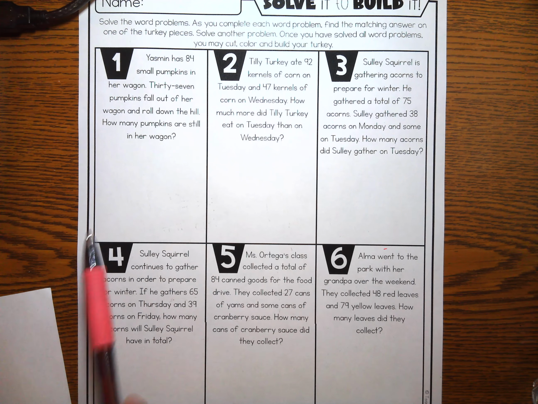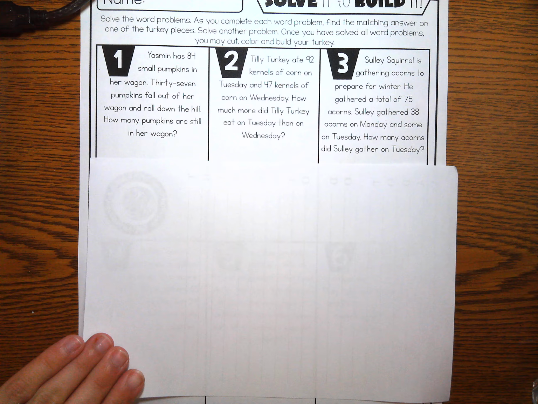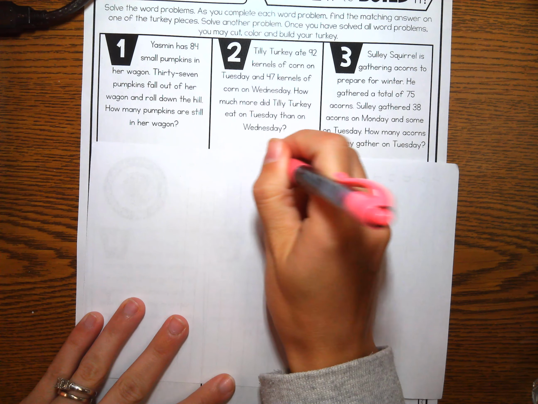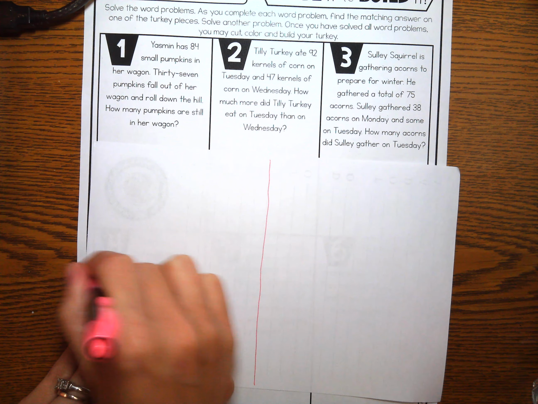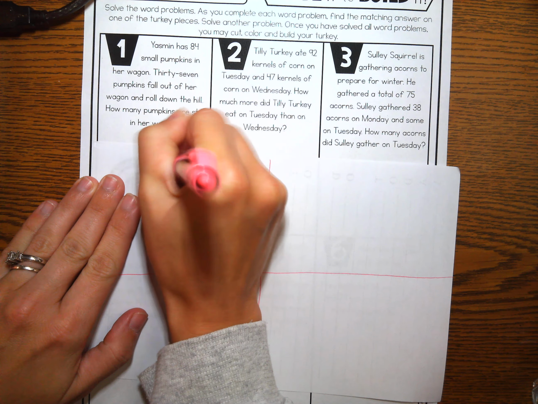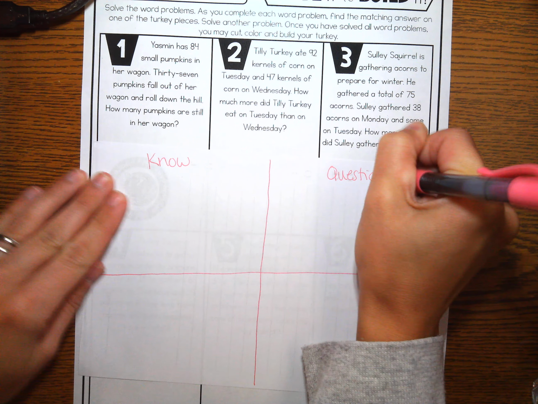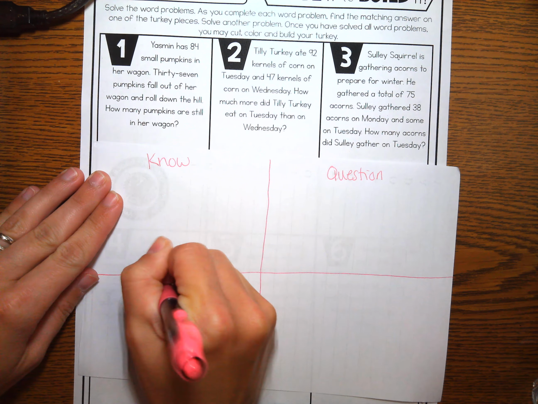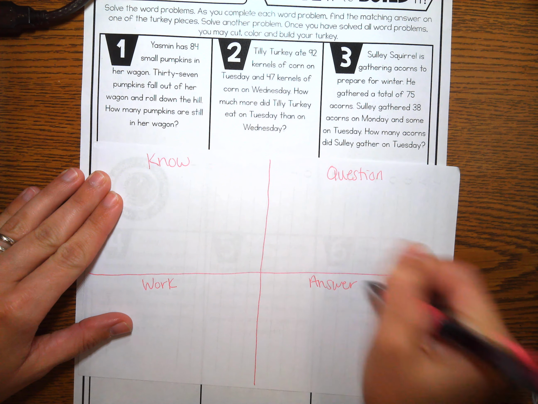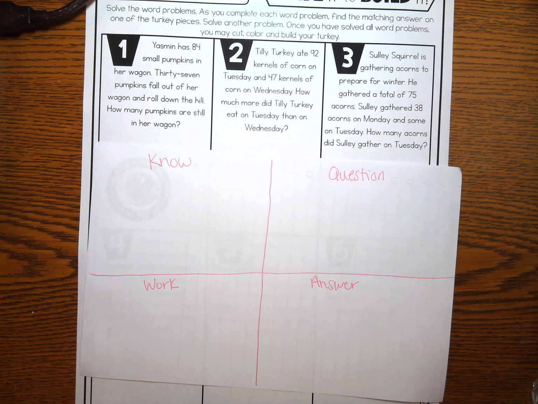So I show our kids a chart, and what I do is I just split a piece of paper into 4 sections, and this one is called Know, Question, Work, and Answer. And then I take what the word problem is asking me and fill out each of the boxes.